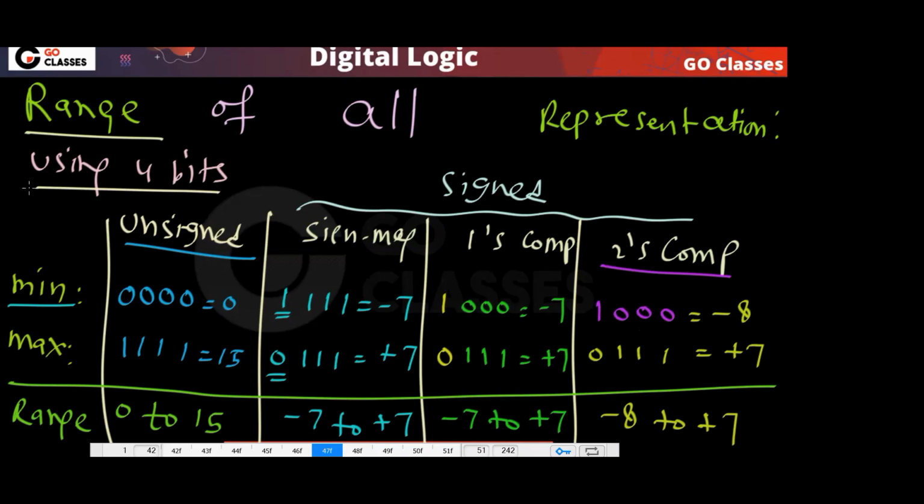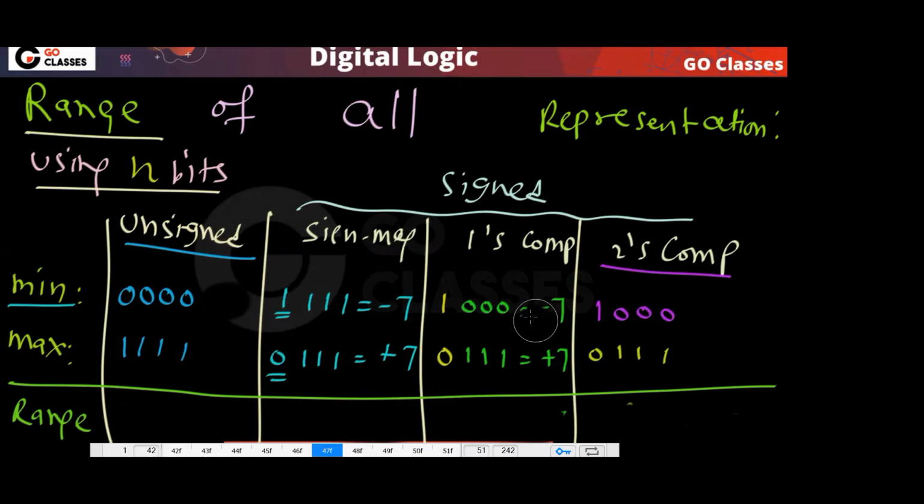If I ask you for n bits, then what will be the answer? Let's check it out. If you have n bits, then what will be the range? It is very simple. In unsigned, the minimum will be all zeros and the maximum will be all ones. So the range will be from 0 to 2 power n minus 1.